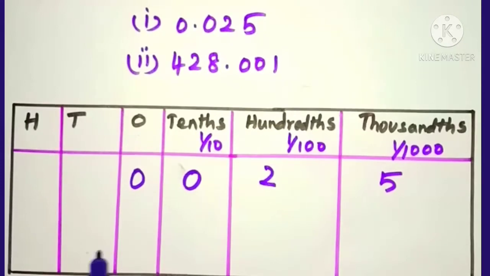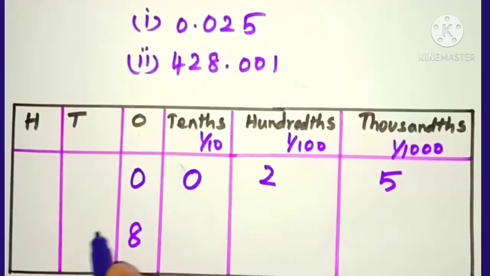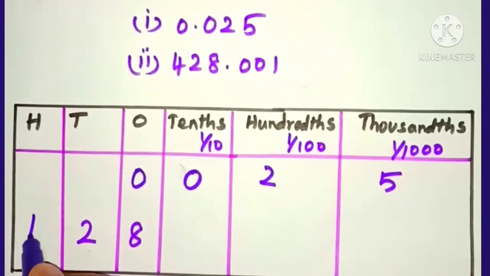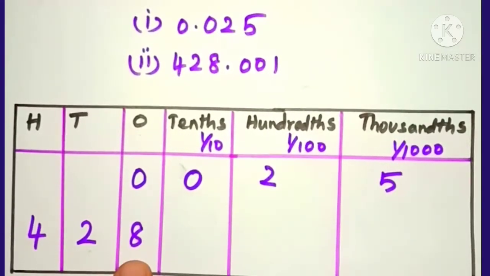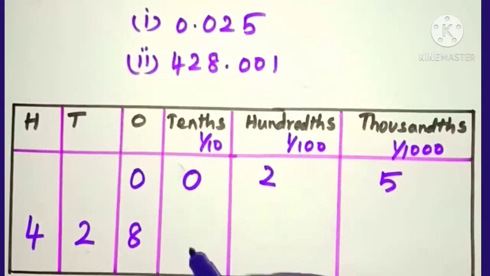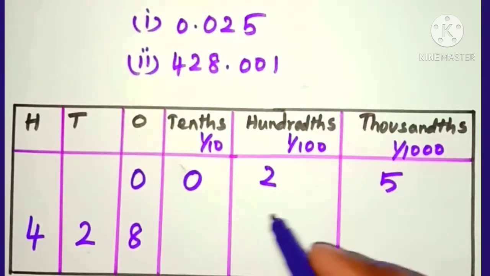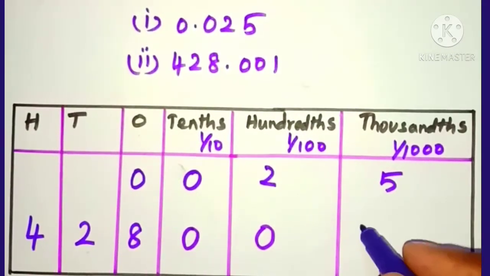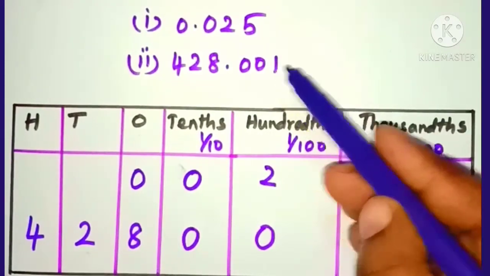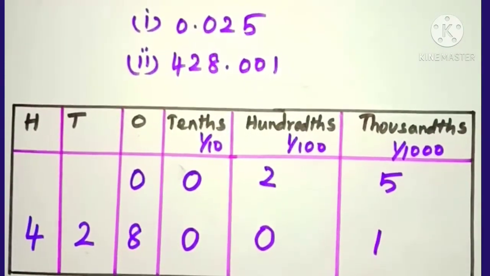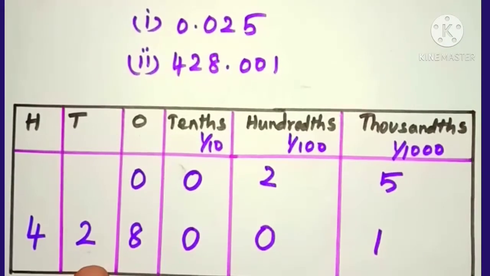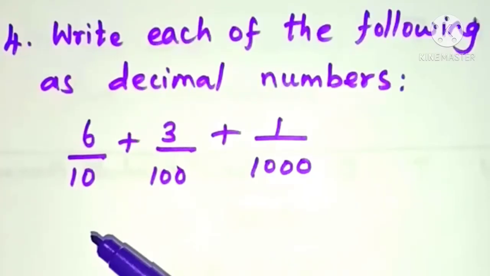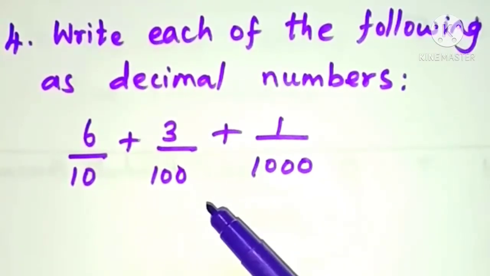And the second number is 428. So ones, tens, hundreds. So 428 is over. That is, the whole part is over. And the next ones are the 10th place and 100th place. There are no digits, so write 0, 0. And in the 1000th place, there is a digit which is 1. So 428.001. Now students, fourth problem, write each of the following as decimal numbers.